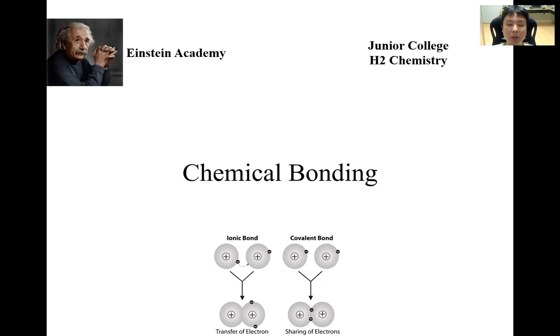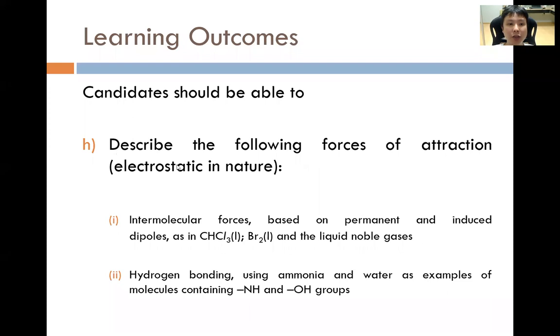In this video, we'll be looking at learning outcomes H and I from the topic of chemical bonding from the JC H2 chemistry syllabus. Learning outcome H: candidates should be able to describe the following forces of attraction, electrostatic in nature, intermolecular forces based on permanent and induced dipoles, such as in CHCl3, Br2, and the liquid noble gases, as well as hydrogen bonding using ammonia and water as examples of molecules containing the N-H and O-H groups.